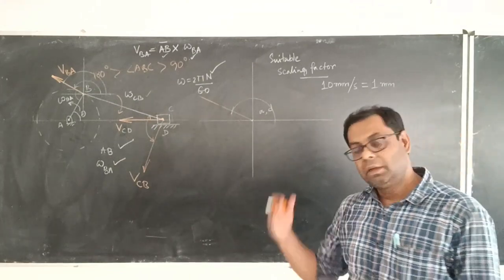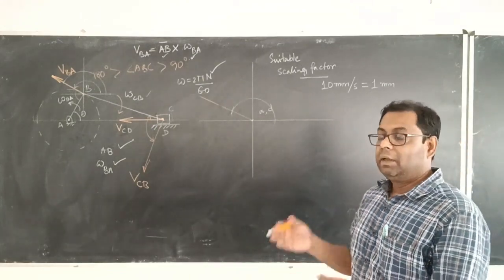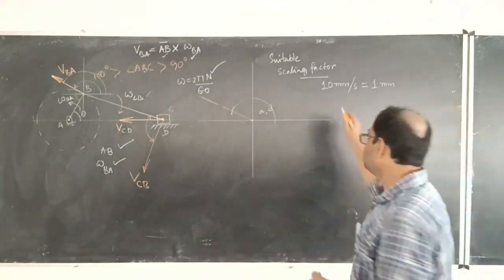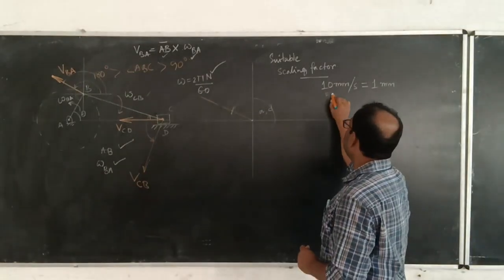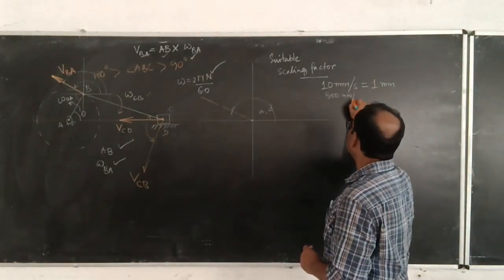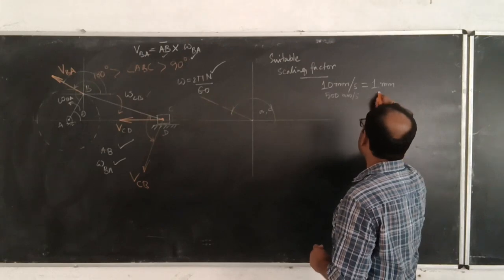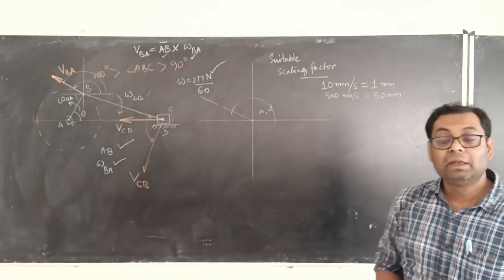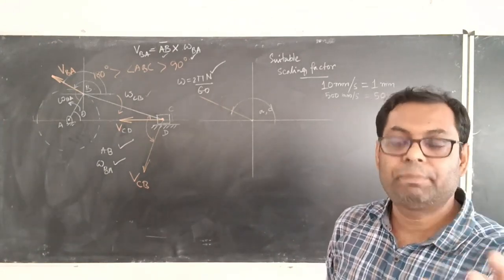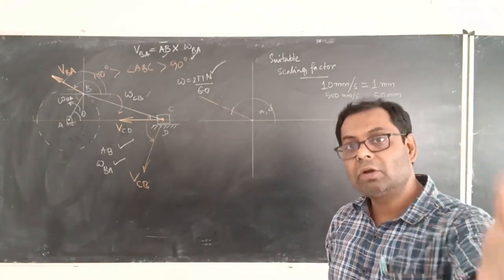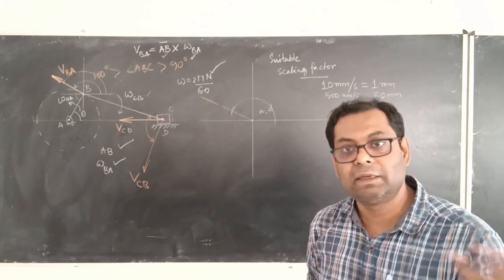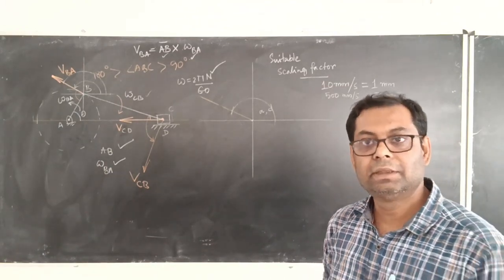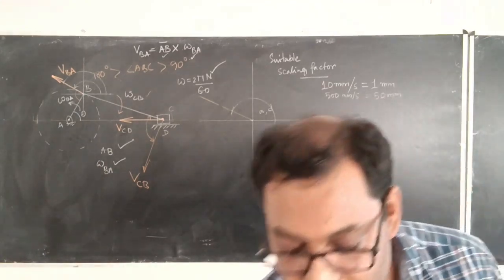No problem. You can take that. What does that mean? Under this situation, 500 millimeter per second is represented by only 50 millimeter in the velocity diagram. Now you can draw this 50 millimeter length in your copy in the velocity diagram easily. Got it?